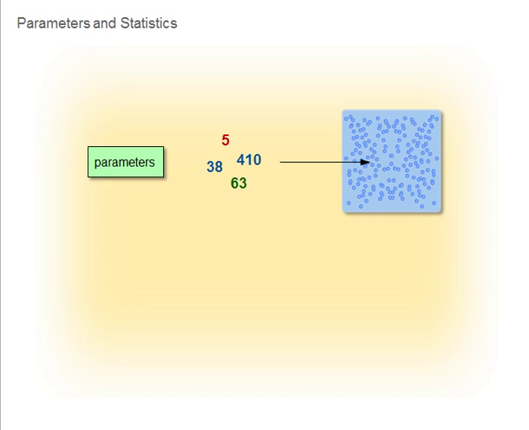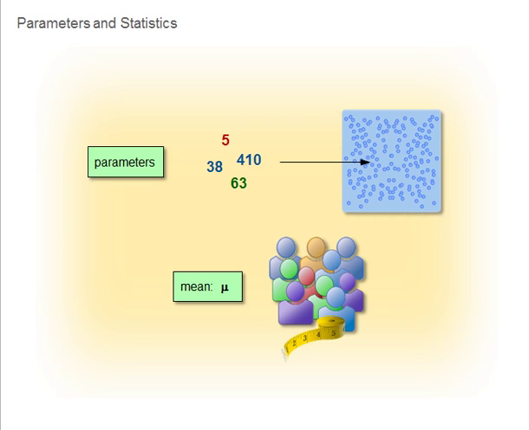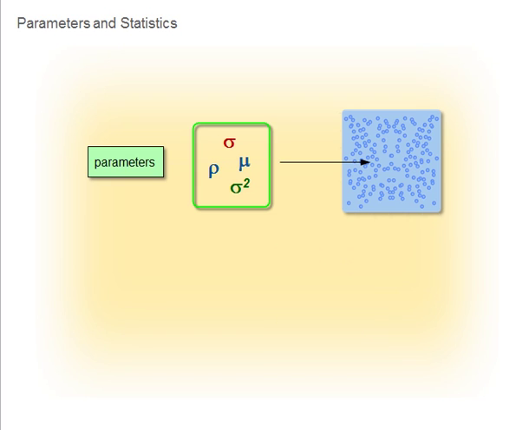Parameters are numerical values that summarize characteristics of a population. For example, the mean or average of some measurement on every individual in a population is a parameter. Parameter values are typically unknown because you can't usually measure your entire population. You use Greek letters to represent population parameters.